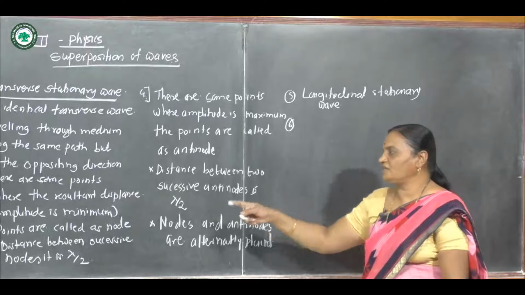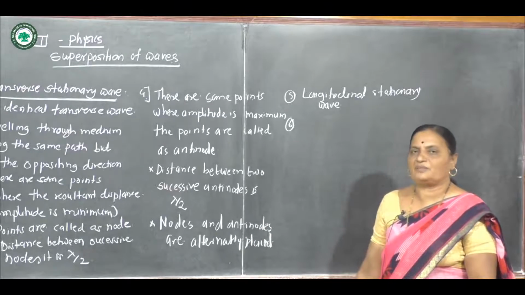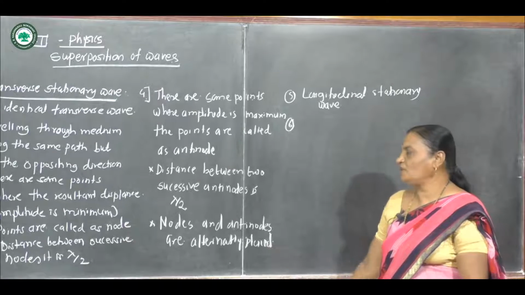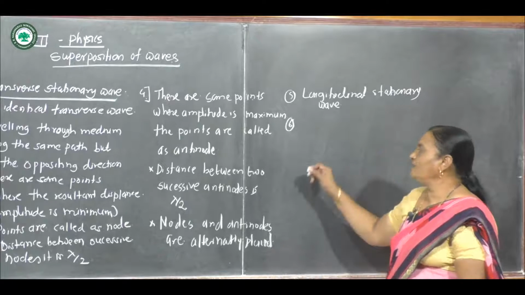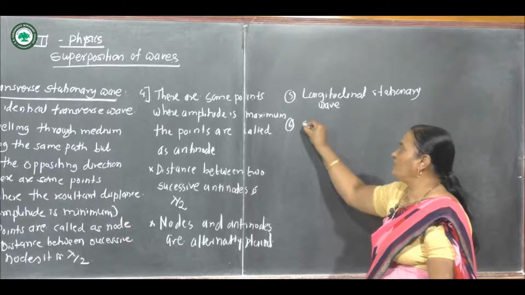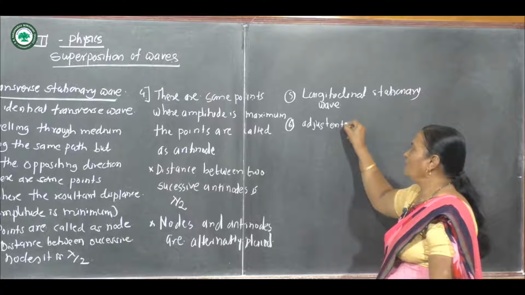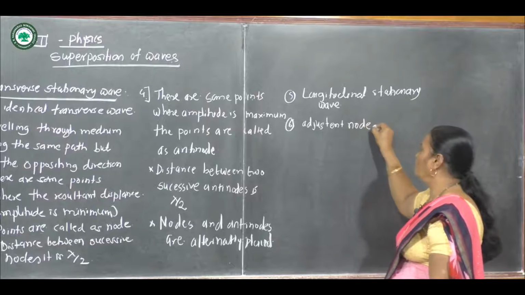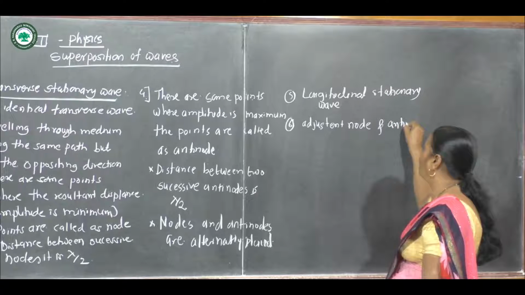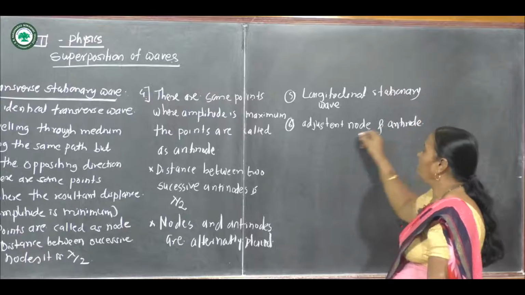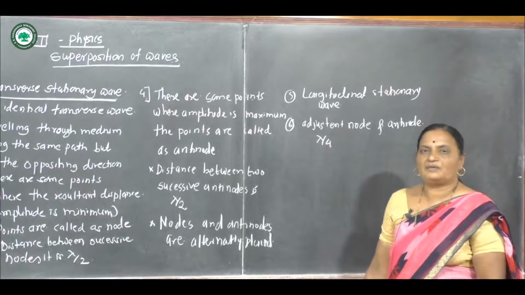The distance between two successive nodes is lambda by 2. The distance between two successive antinodes is lambda by 2, and the distance between adjacent node and antinode is lambda by 4.